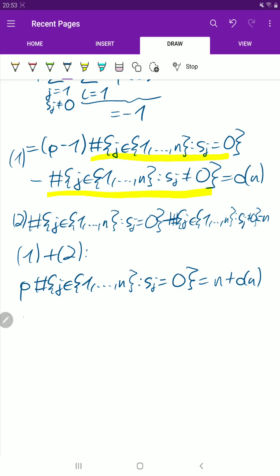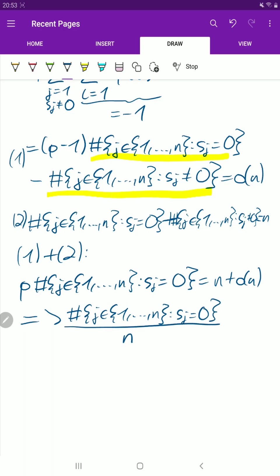Well, and now let's almost finish it off. We still have a small argument to do, but this basically proves it. So the cardinality of the set of j in 1 up to n where Sj is equal to 0, divided by n, goes now to 1 over p. Because if we divide by n, this part goes to 1, the small o of 1 goes to 0. So if we divide by p, we go to 1 over p. So now we have basically proven it.